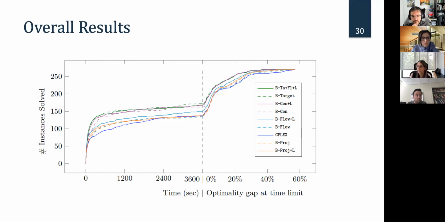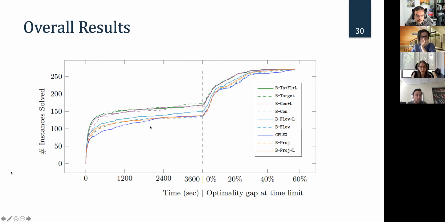Okay, so these are the overall results. What I'm showing here on the first side of the graph is the time and the number of instances solved. So the more time they have, the more instances solved to optimality. And we have all the different procedures. And then on the second side of the graph, the right-hand side, for the instances that weren't solved within our time limit, we have the accumulated gap that they have. So how many instances have gap equal to 1, gap equal to 2, and so on.